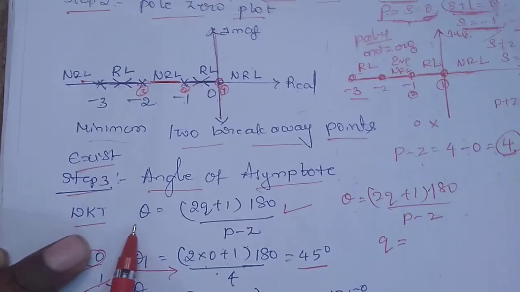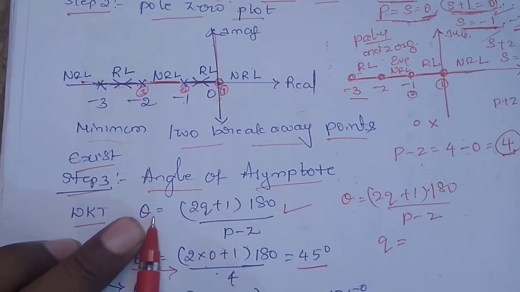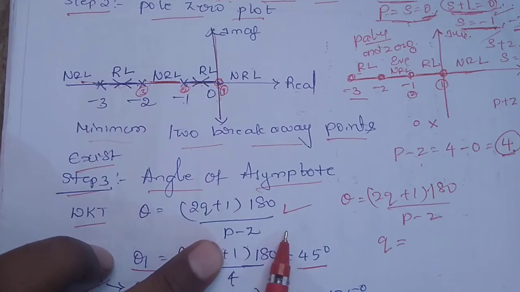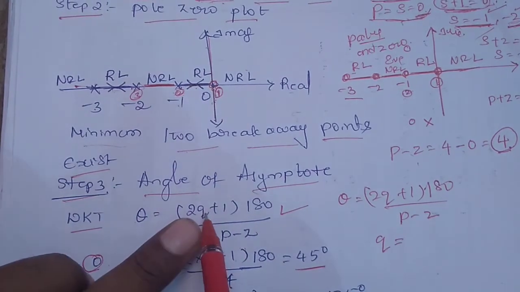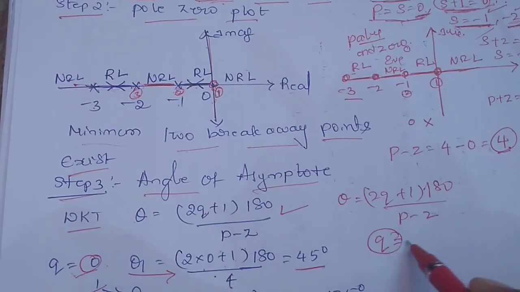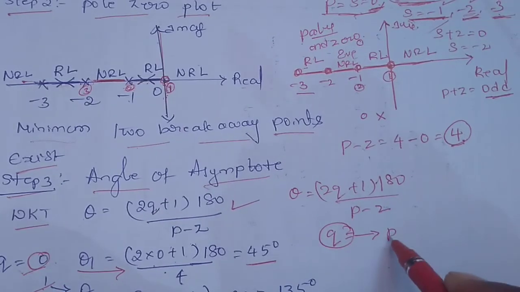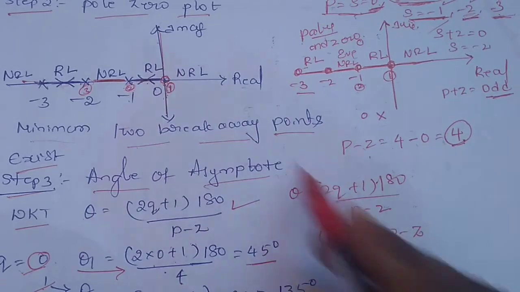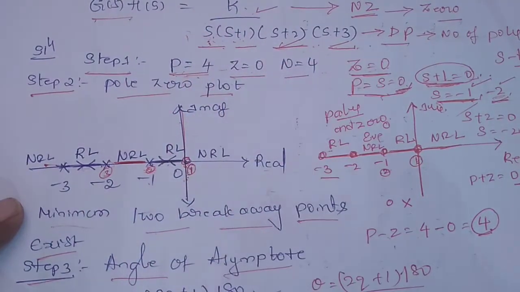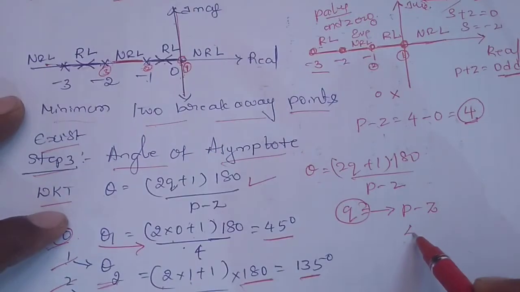Then the next step, step number 3, is the angle of asymptotes. To find the angle of asymptotes, we have to use the formula theta equal to (2q plus 1) into 180 divided by (p minus z). Then you have to substitute the q value. This q depends on the value of p minus z. In the given problem, the number of poles is 1, 2, 3, 4. So p equal to 4.